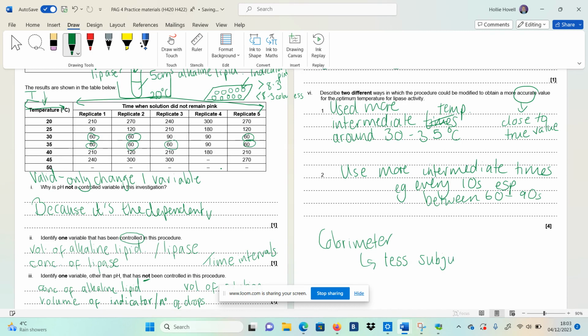Because one person watching this might have said, oh yeah, that's not pink anymore, whereas someone else looking might have said, actually, I think it needs another 30 seconds before it's not pink anymore. So it's a bit subjective doing colour changes.